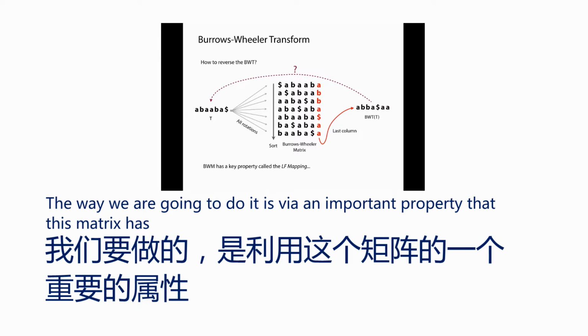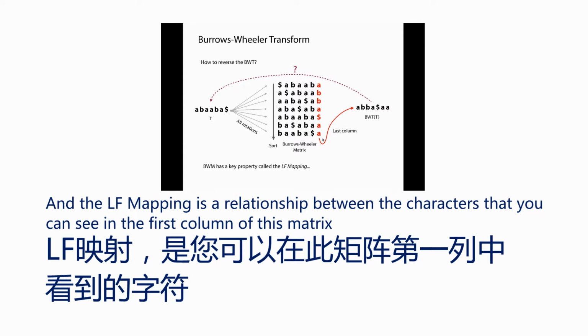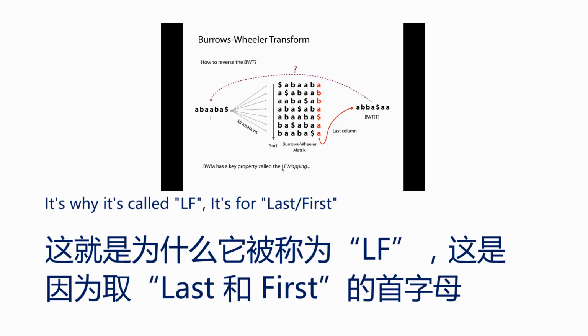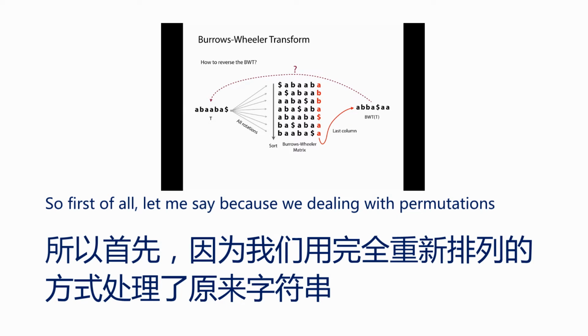The way we're going to do it is via an important property that this matrix has, which is called the LF mapping. And the LF mapping is a relationship between the characters that you can see in the first column of this matrix and the characters that you can see in the last column. That's why it's called LF. It's for last first. So what is that relationship?